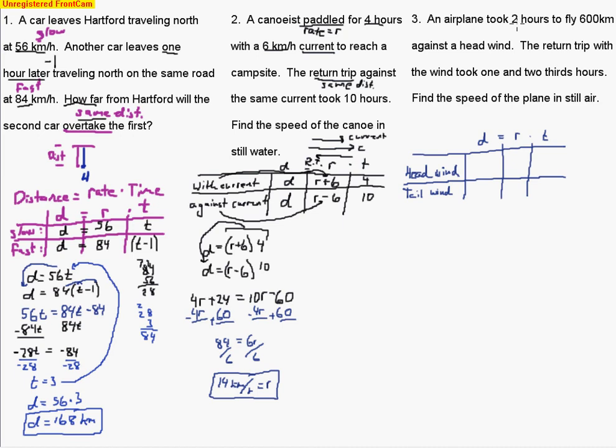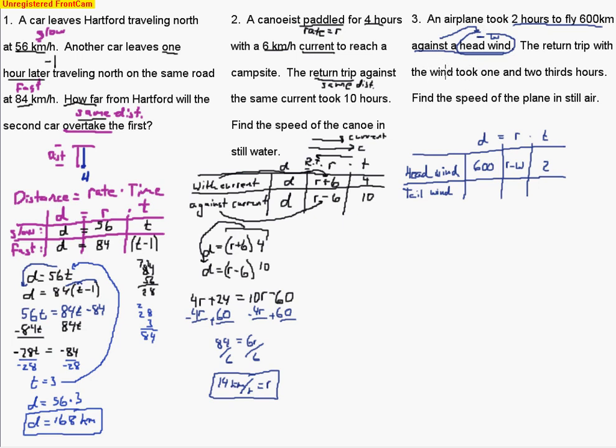With this problem, it says an airplane took 2 hours to fly 600 kilometers against a headwind. And so 600, this time we know the distance. It took 2 hours, and we're going against. Against means minus. So we've got r minus w. We'll say the headwind is w. Since we're going against the wind, that's why it is a minus.